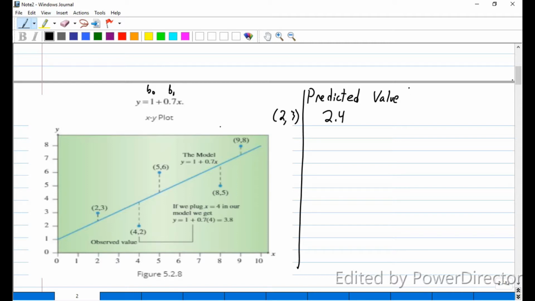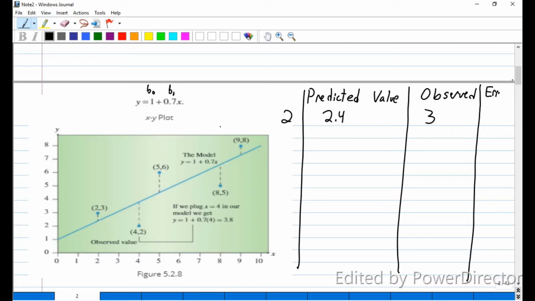All right, but what is the observed value, though? What is actually there? Well, what is actually there when x equals 2? Y is actually equal to 3. All right. So you see how I can get a margin of error now? The error that we're going to find is always going to be the observed value minus the predicted value. So it's what it actually is minus what we get if we plug in a 2 into our regression line.